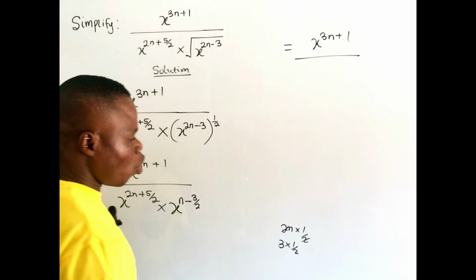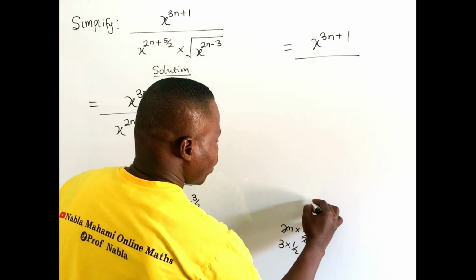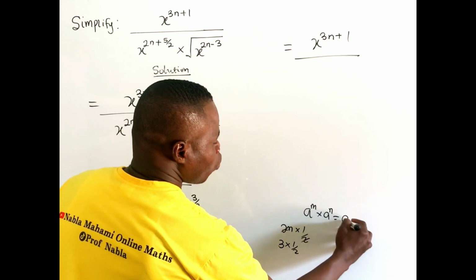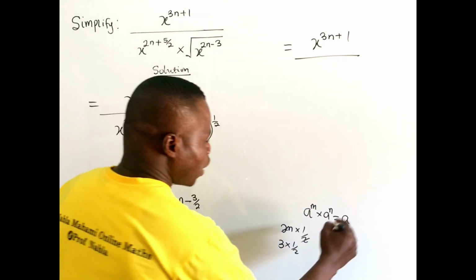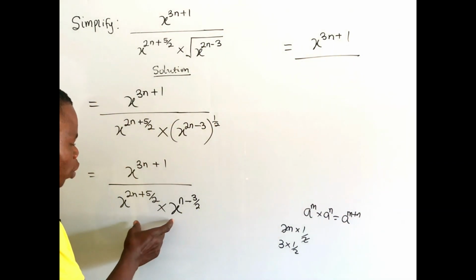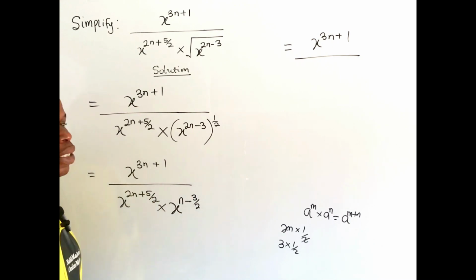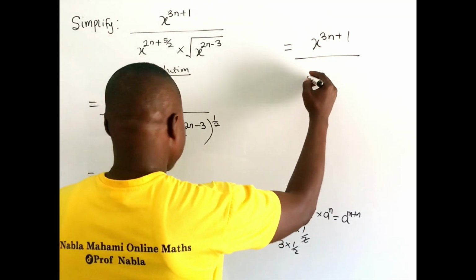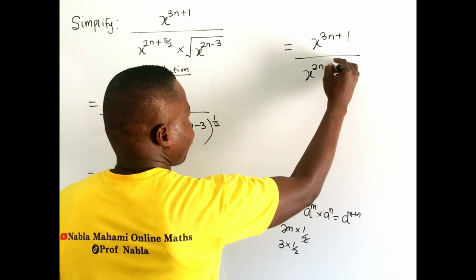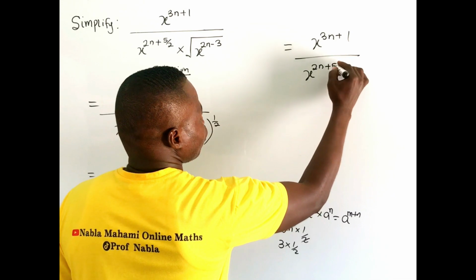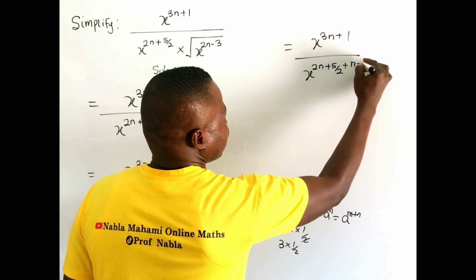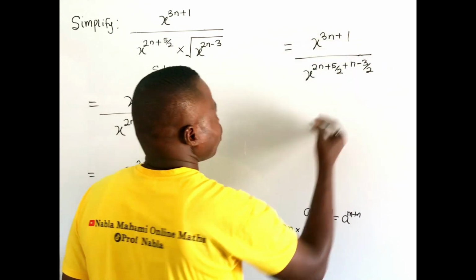And we have a common base here, which is x. And we know the first law of indices. If I have a exponent m times a exponent n, since I'm multiplying, I will quickly take one of the bases and then add the powers. That is m plus n. So this simply means that here I will take one base, which is x, and then add the powers. And here I'll have x exponent 2n plus 5 over 2 plus this power n minus 3 over 2.